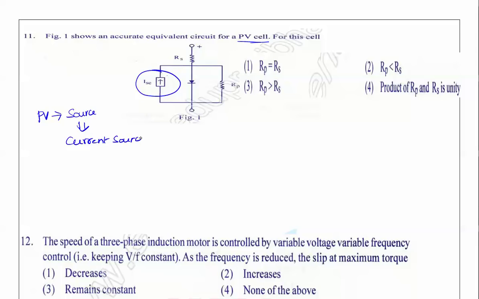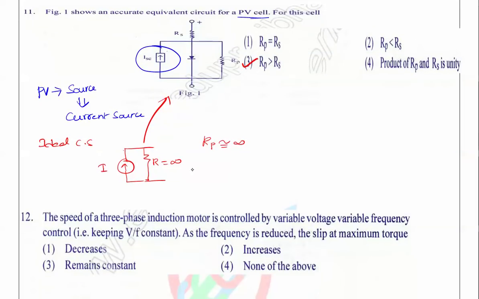Generally, the ideal current source is a current source of magnitude I, with a resistance in parallel with it, and this resistance is ideally infinity. When we compare this ideal current source with the circuit of a photovoltaic cell, we can say that Rp is approximately equal to infinity, and we don't bother about Rs. So in the given options, Rp greater than Rs is the solution for this.